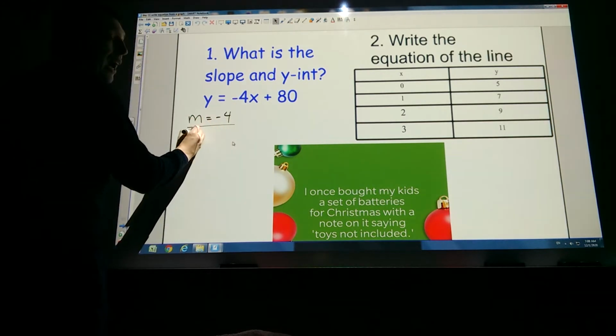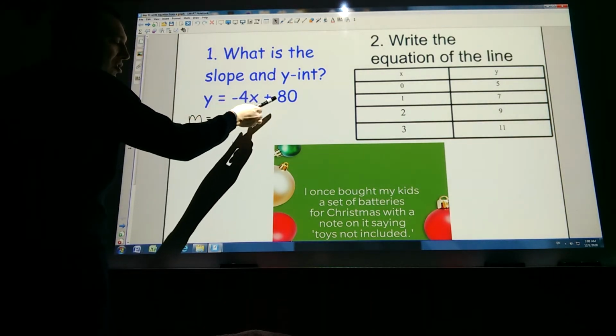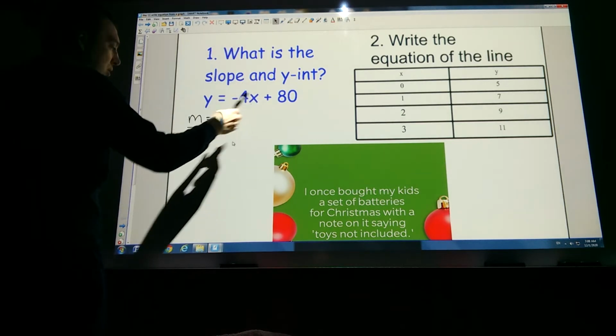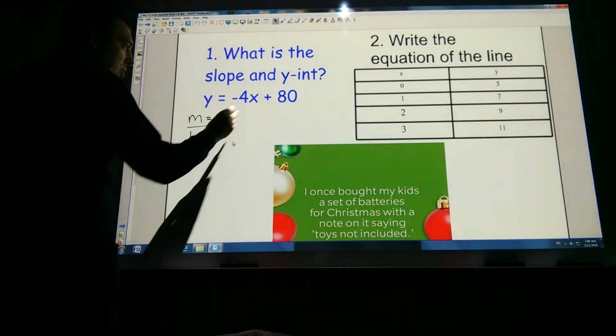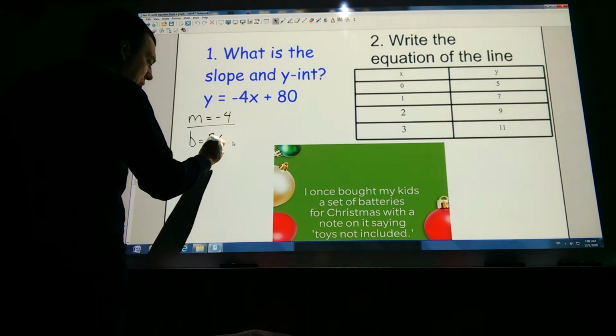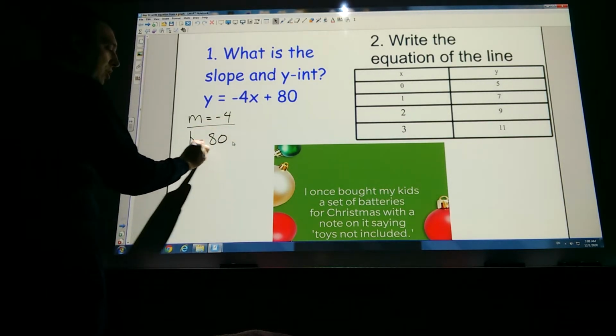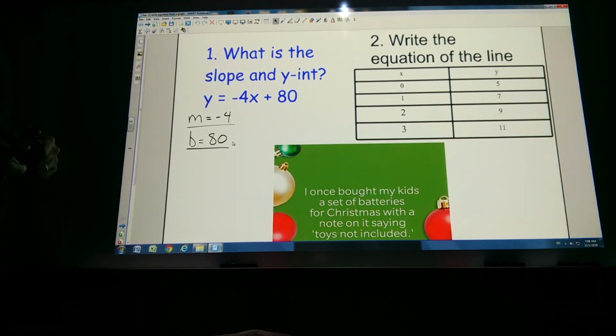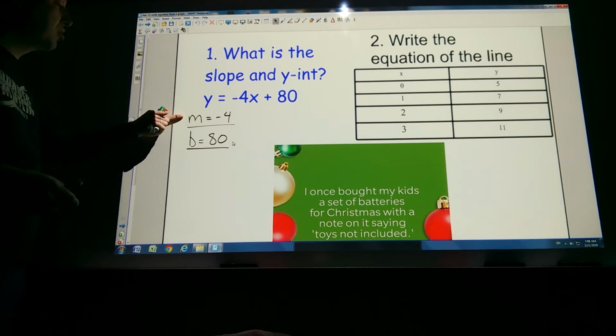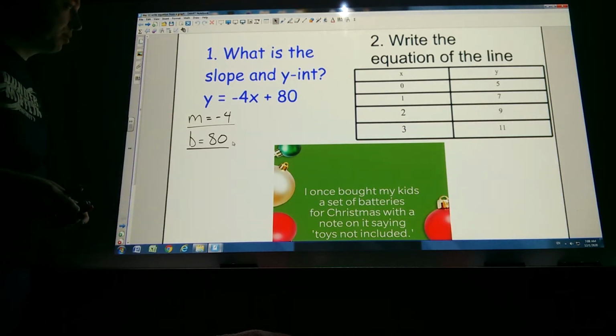80 is the y-intercept. It starts at 80. So we use the letter b for start. So the starting point is 80. The y-intercept is 80. A little more difficult is to write an equation of a line. So we need these two things. We need the slope and we need the y-intercept.